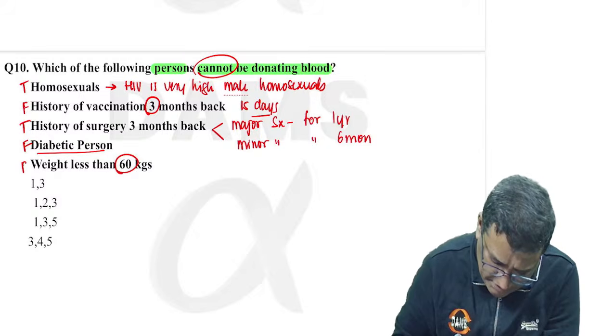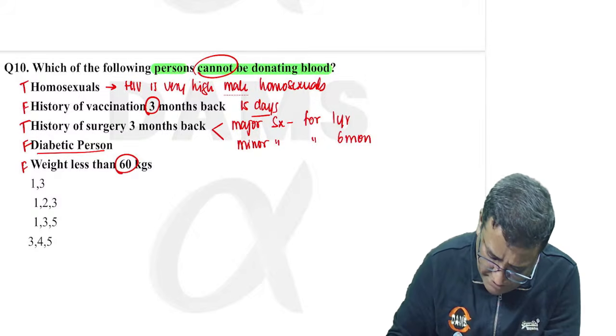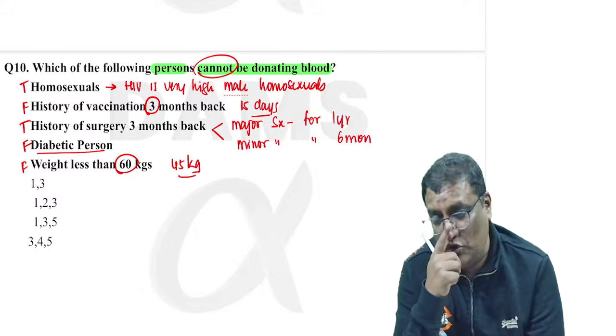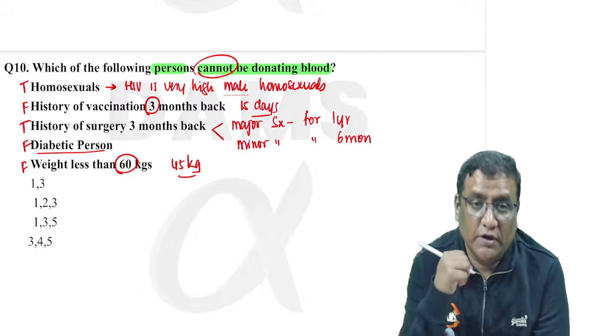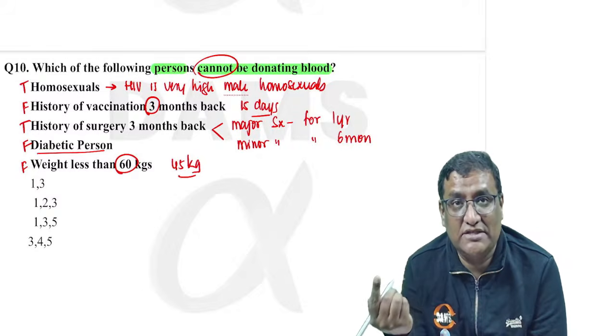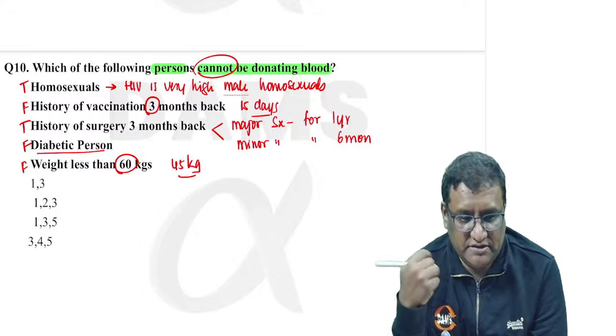Weight less than 60 kgs? Yes, false again. What is the minimum weight? Minimum weight is 45 kg. More than 45, it should be the weight. And maximum age is 65 years, right?